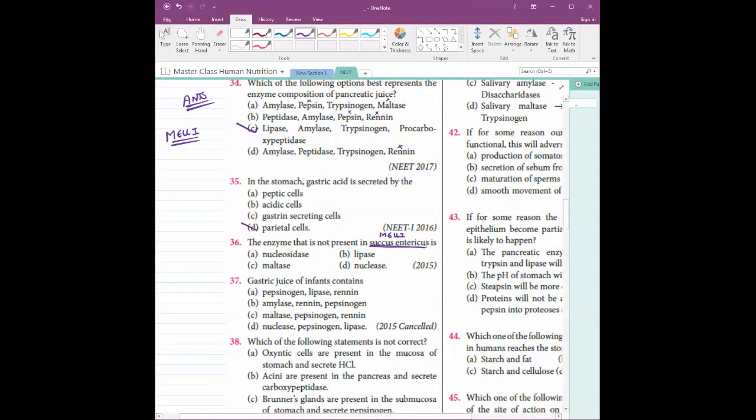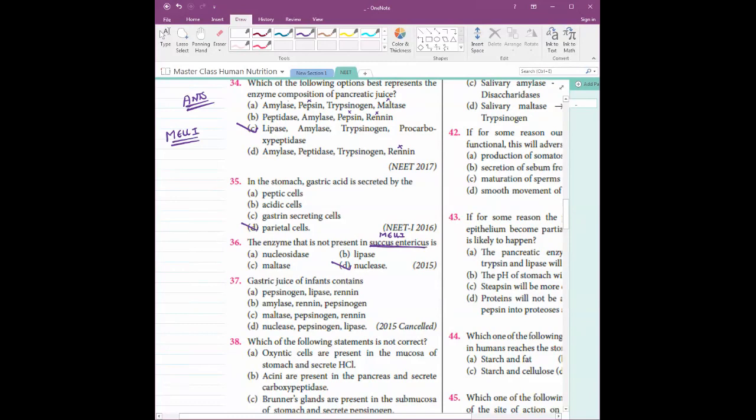The answer is D, nuclease, guys. See, in your intestinal juice, we said it is maltase, erepsin, then we have lactase, lipase, and invertase. So these basically are already present. Lipase is present, maltase is present.